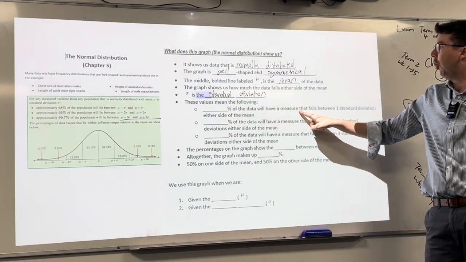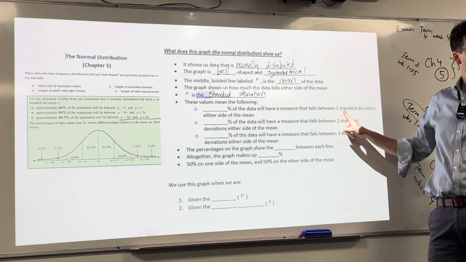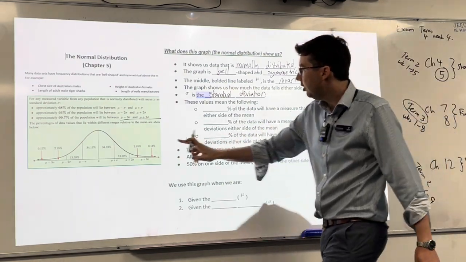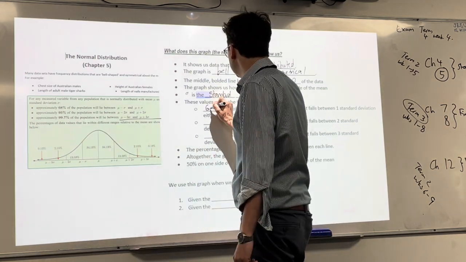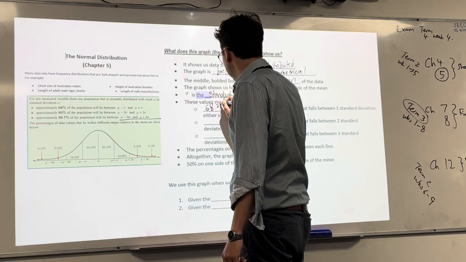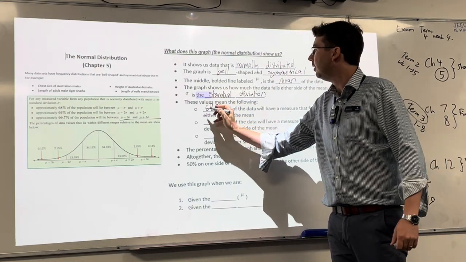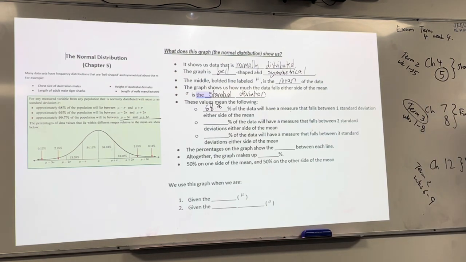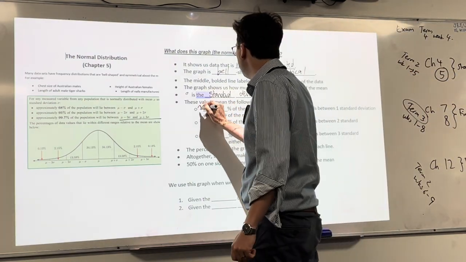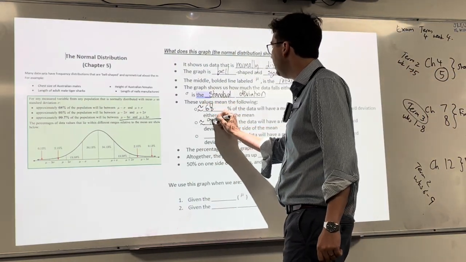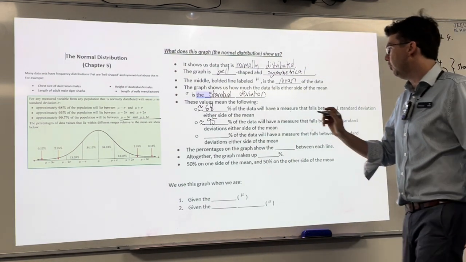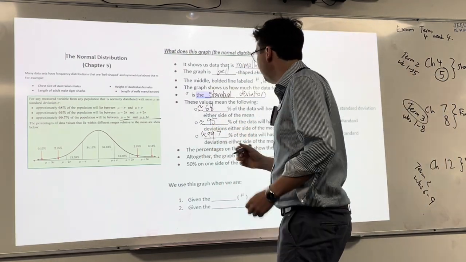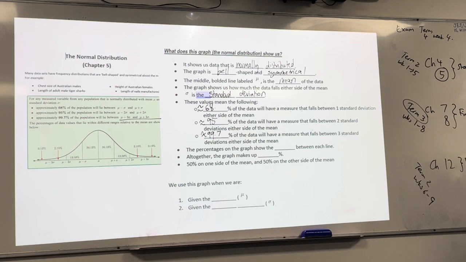So these values mean what percentage falls within one standard deviation of the data? 34.1 is just above the mean, so you've got to add them both together. 68.26%. Let's go with approximates here: approximately 68%. Approximately 95% falls within two standard deviations, and approximately 99.7% falls within three standard deviations.